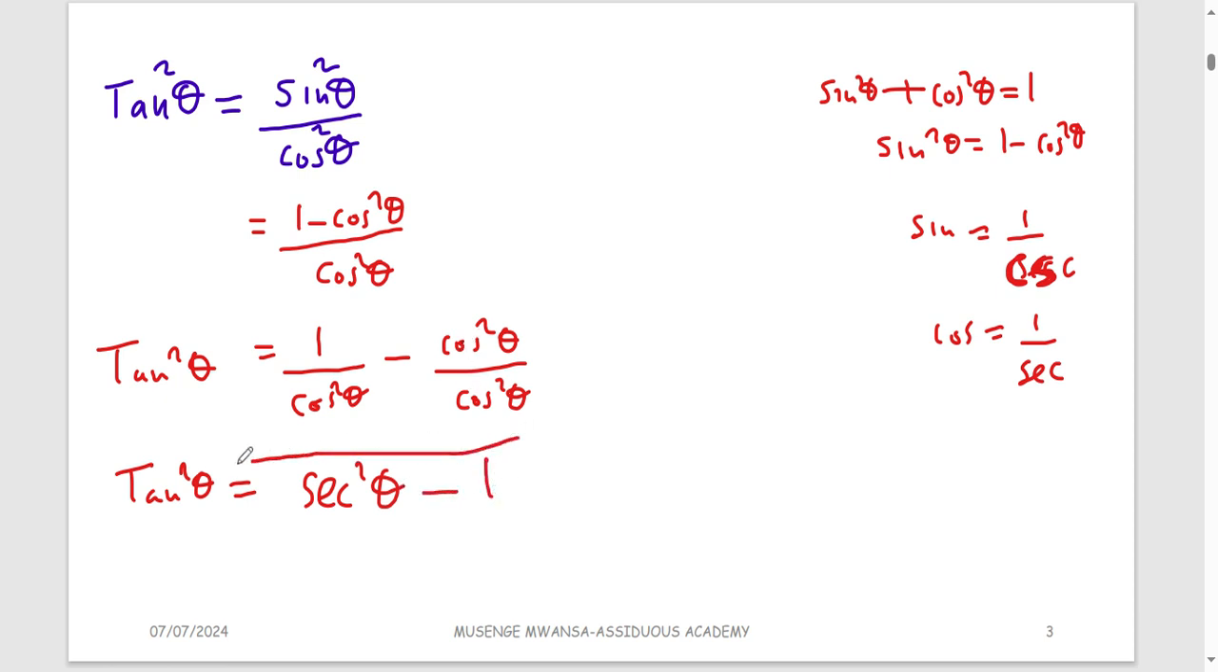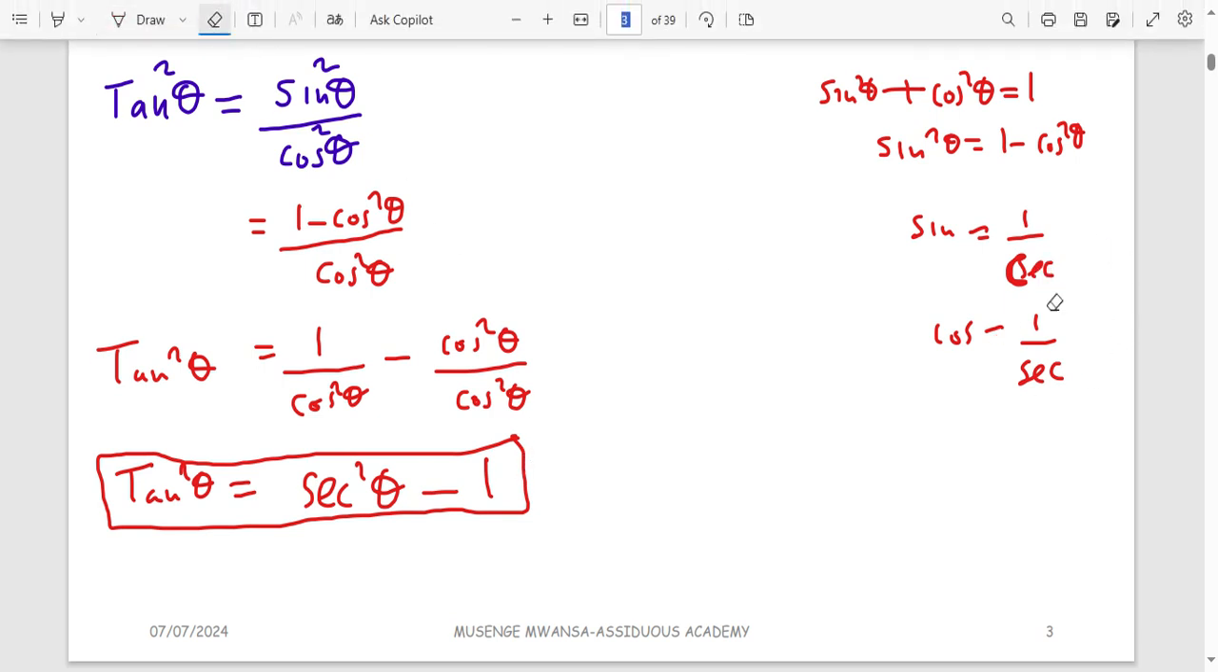So this is another identity that you want to be aware of. Tan squared theta is equal to sec squared theta minus 1. Let me just derive its counterpart. We see how it comes about.